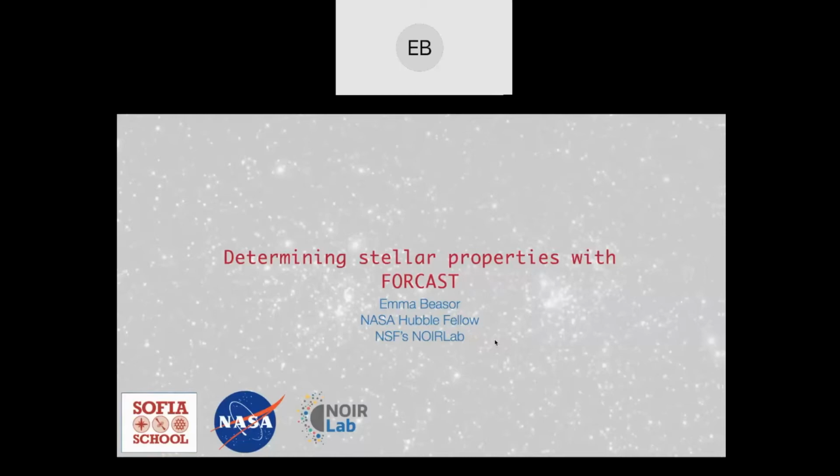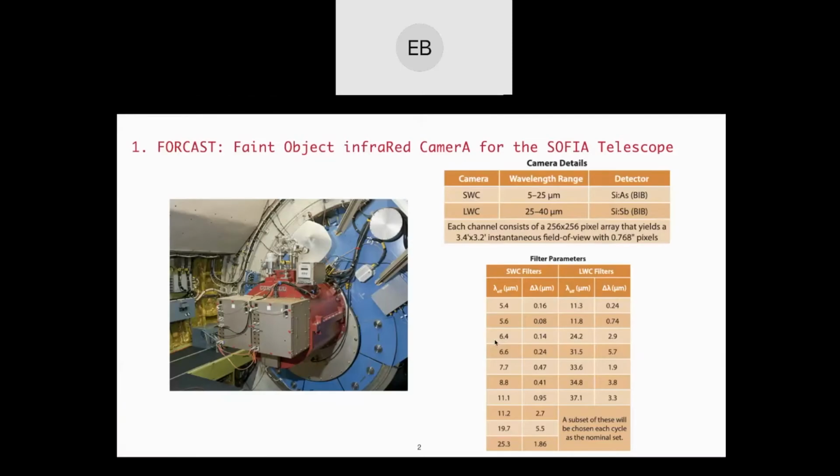But yeah, so I'm going to be talking about how we can use FORCAST to determine stellar properties. For those of you who don't know, FORCAST is the Faint Object Infrared Camera for the SOFIA telescope, and it covers a wavelength range between about 5 to 40 microns, which is particularly useful for the type of stars I look at. So I look at red supergiants, which emit a lot of their light in the infrared. And there's a short wavelength camera and a long wavelength camera.